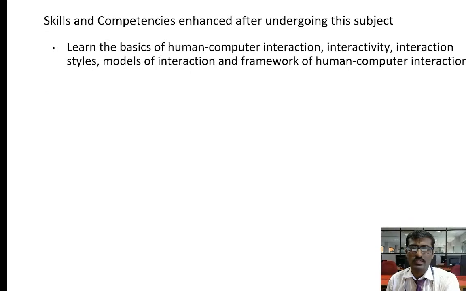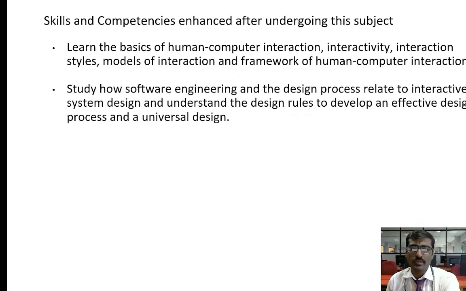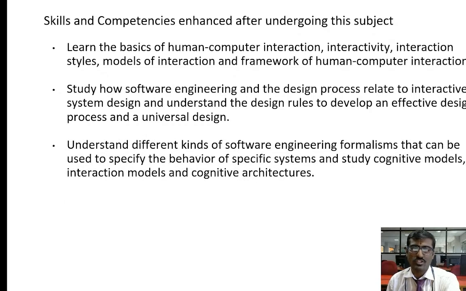So the skills and competencies: you'll be able to learn the basics of HCI, that is human computer interaction, interactivity, interaction styles, models of interaction, and the framework. Also you will be able to learn how software engineering and the design process relate to interactive system design, and you will be able to understand the design rules and develop an effective design process and a universal design. You'll be able to understand different kinds of software engineering formalisms that can be used to specify the behavior of specific systems, and study cognitive models, interaction models, and cognitive architectures.